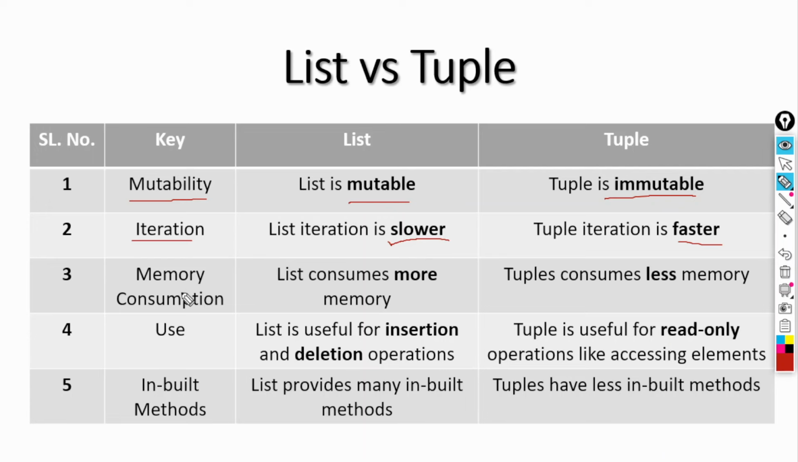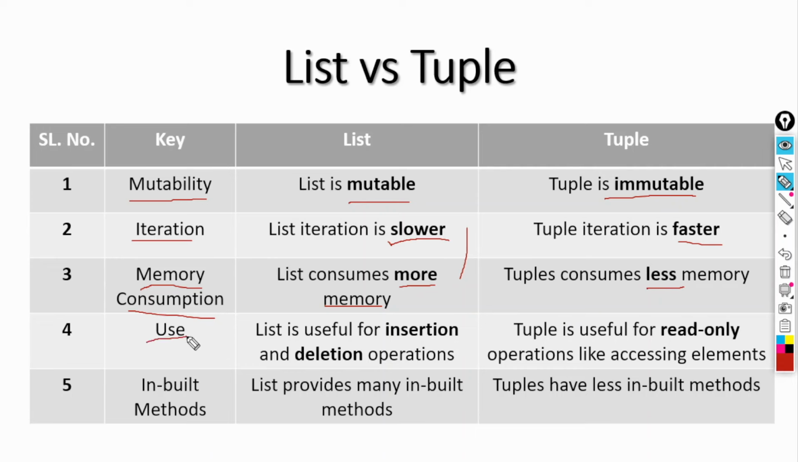Now, coming to the next part, that is memory consumption, lists do consume more memory. That is because of the same reason here. It has more functionalities and is created in a very different way. Tuples, on the contrary, consume less memory.